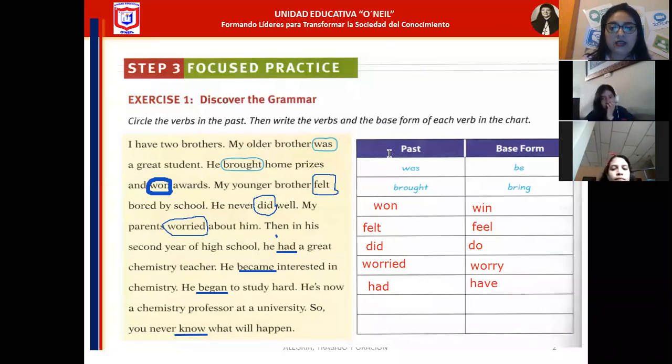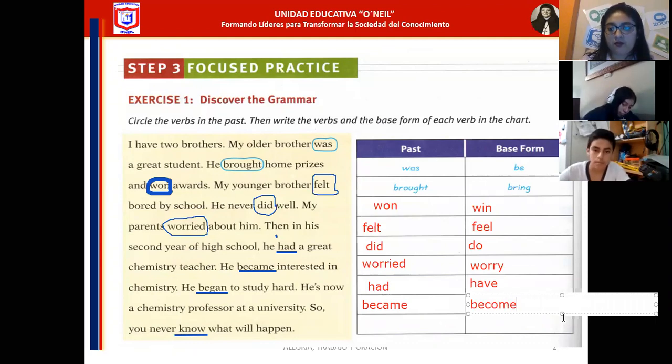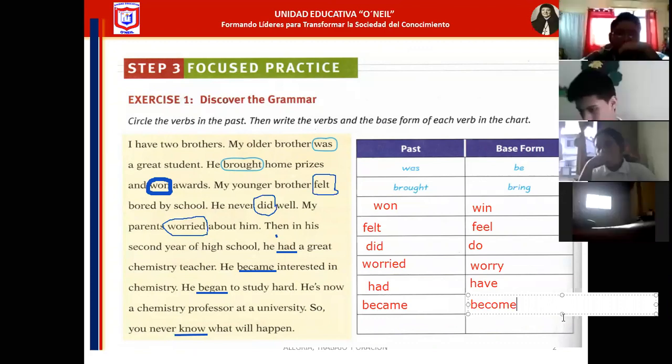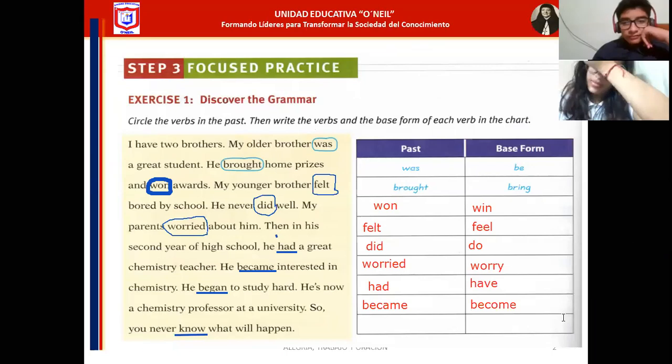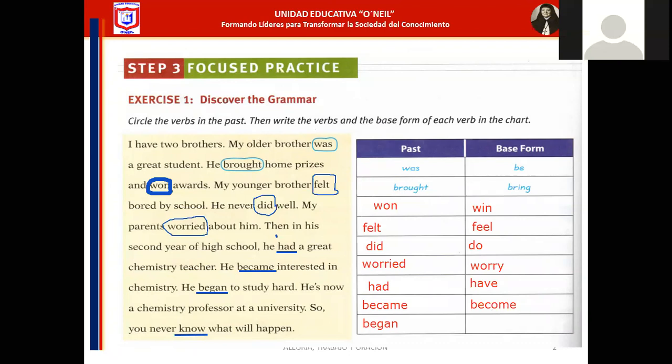And let's continue. Where is the base form of the verb became? Become. Thank you. Become. Ricardo Loza, hello. Hola. ¿Cuál es la forma base del verbo began? What is the base form? Begin. Begin. Thank you, Ricardo. Are you here? Are you paying attention? That I say to you, okay?